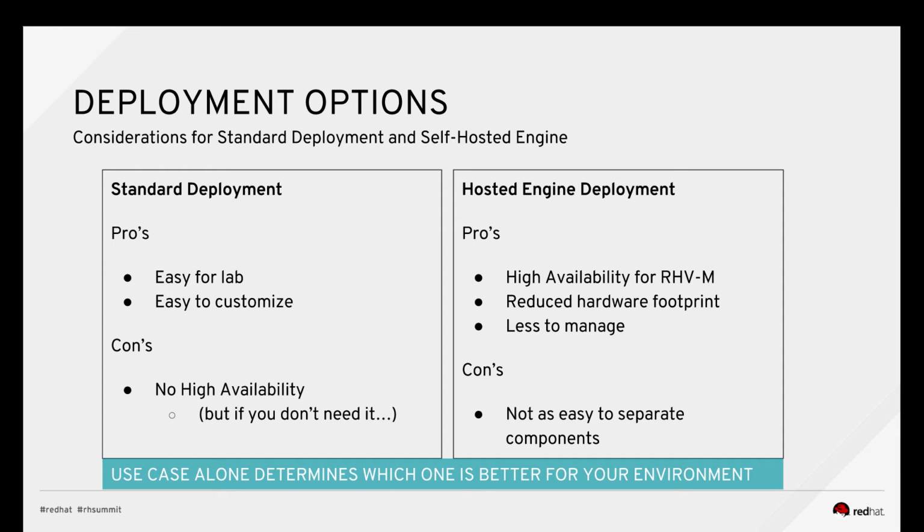The con on the standard deployment is there is no high availability for that. But if you don't need high availability, it's not necessarily a con. Hosted engine. Obviously, high availability for RHV-M is probably the biggest pro. But again, it's a reduced hardware footprint. There is less to manage. The cons, it's not as easy to separate components. But again, if you're not looking to separate components out like a separate web proxy, it's not necessarily a con.